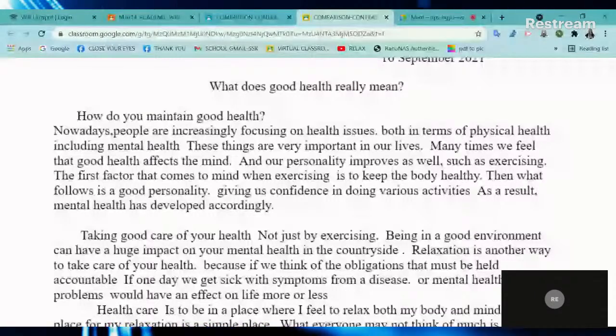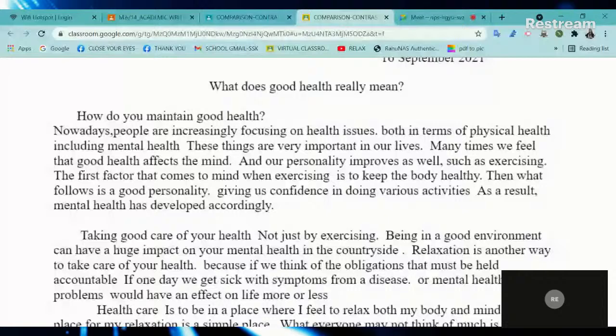What did you use in your thesis statement? Thesis statement. Where is it? I think the first factor that comes to my mind about exercising is to keep the body healthy. That is the thesis. Okay.